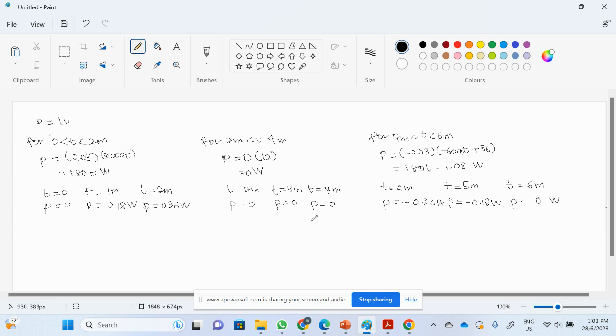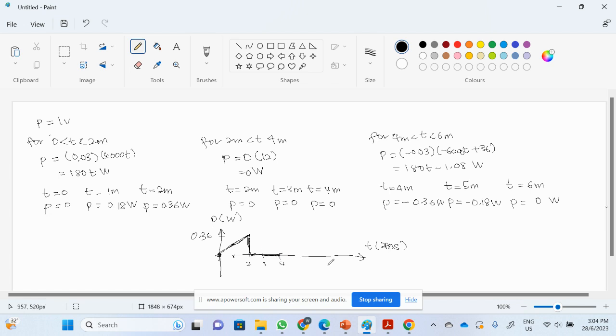So based on the values that you get over here, you can draw the graph of P. T in millisecond, and P in unit watt, or if you want to put in milliwatt, also can. Between 0 to 2, at 0 it is 0, for 1 it is 0.18 over here, at 2 it is 0.36 watt. And then at 2 as well, it goes to 0. 3 is also 0, 4 is also 0.